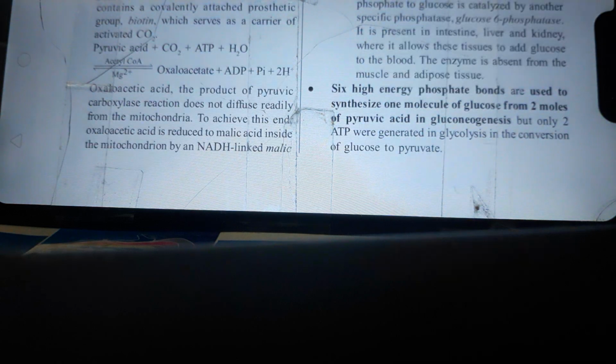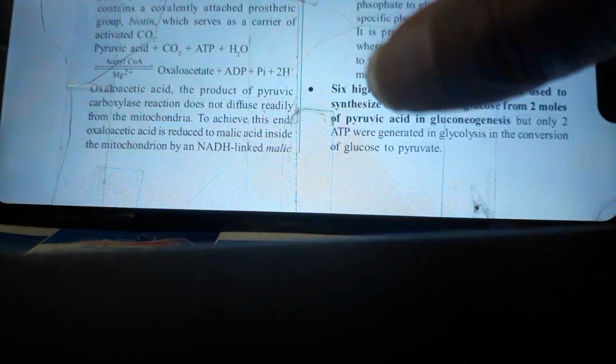Glucose is formed by hydrolysis of glucose 6-phosphate. The conversion of glucose 6-phosphate to glucose is catalyzed by another specific phosphatase called glucose 6-phosphatase. It is present in intestine, liver, and kidney, where it allows tissues to add glucose to the blood. The enzyme is absent from the muscle and adipose tissue.